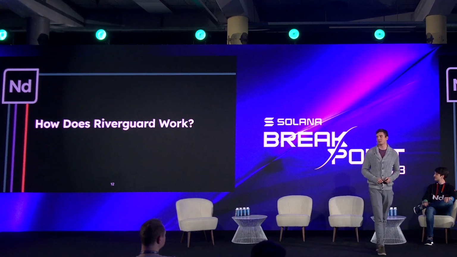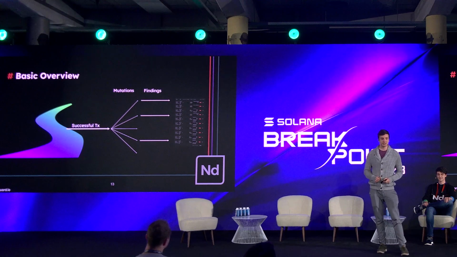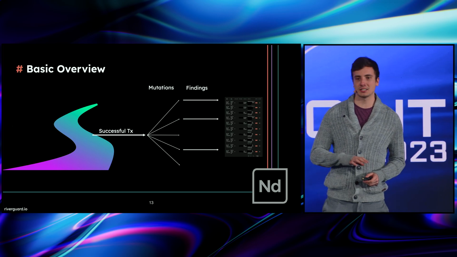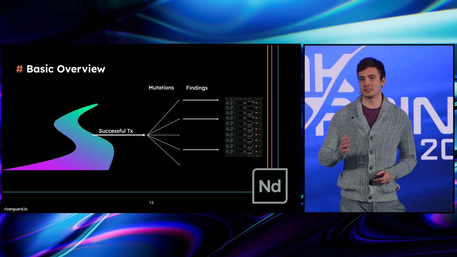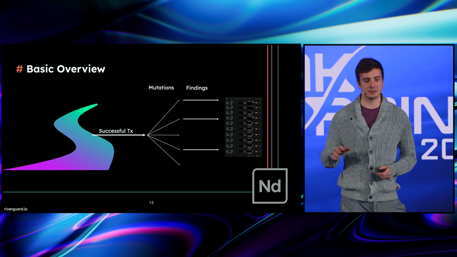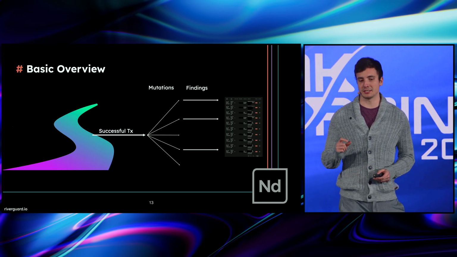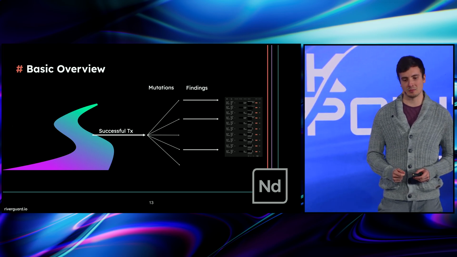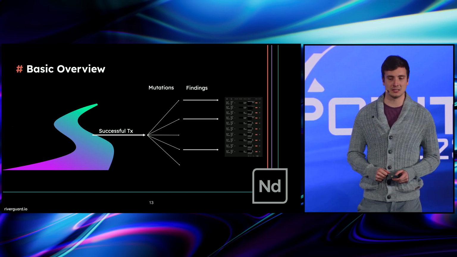To start, just a basic overview of what we do. The river on the left here represents all Solana transactions. We now take the successful ones. So from all transactions, we take, let's say, one successful transaction. We mutate it in different ways, I'll explain later what that means. And then in the end, we see what the result of this mutation is, so what changes in the result of the transaction. And from that, we get findings that we can display in our front end.